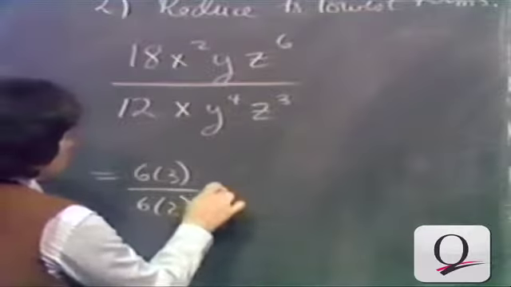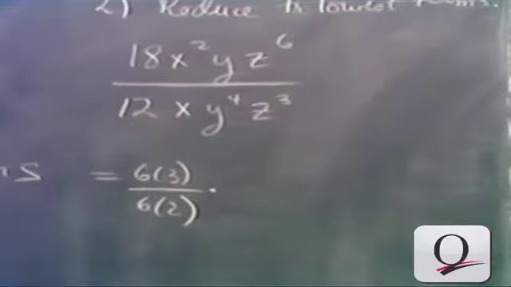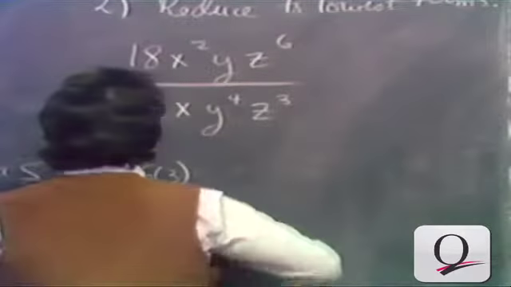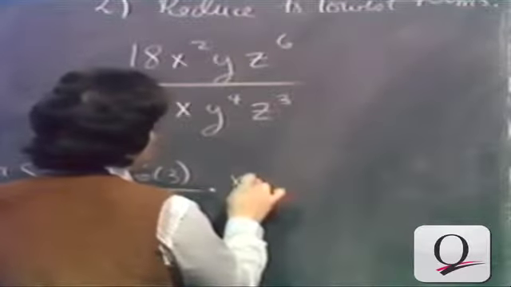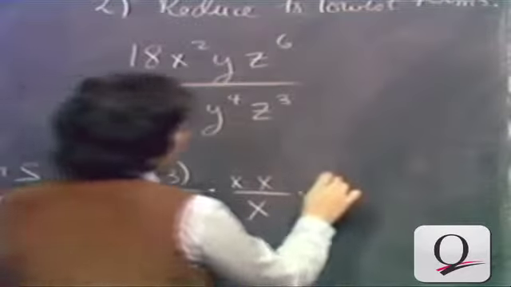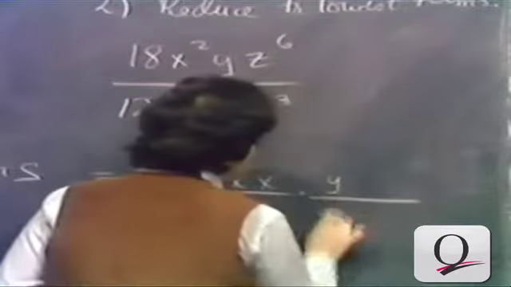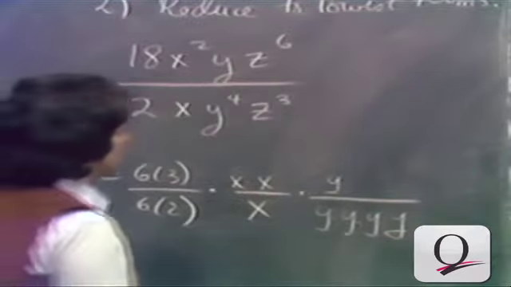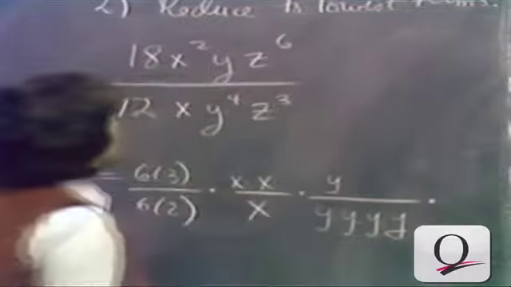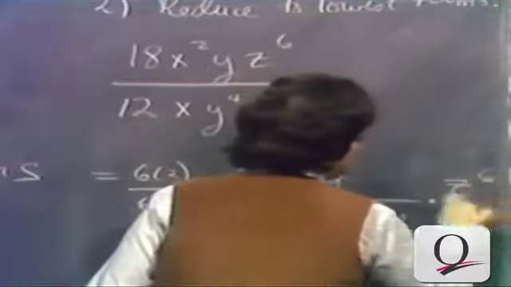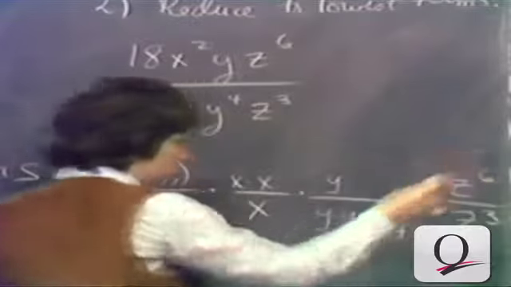And then let's see, we have the x squared over x. You could think of that as x times x over x. The y over y to the 4th. And the z to the 6th over z cubed. You have a choice. You can either leave it as z to the 6th over z cubed, or actually write out the z's.